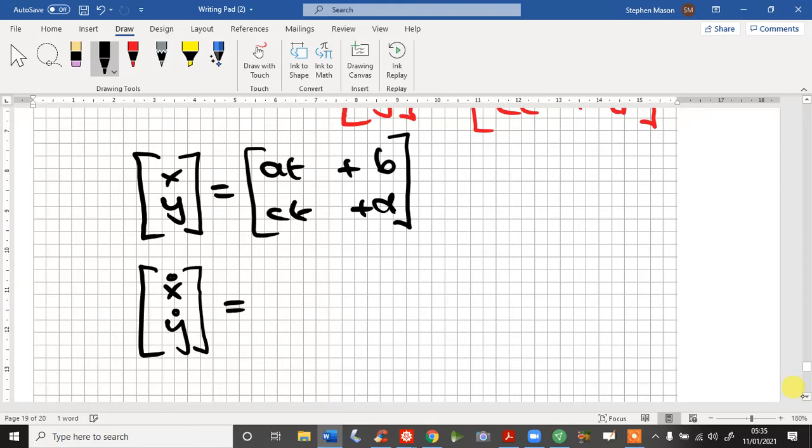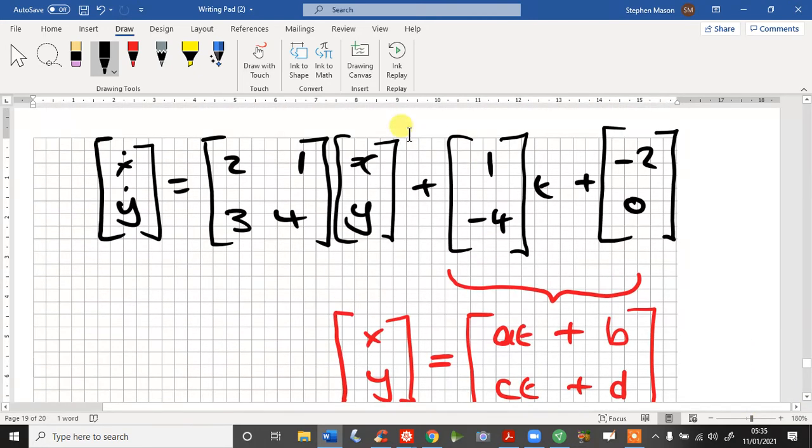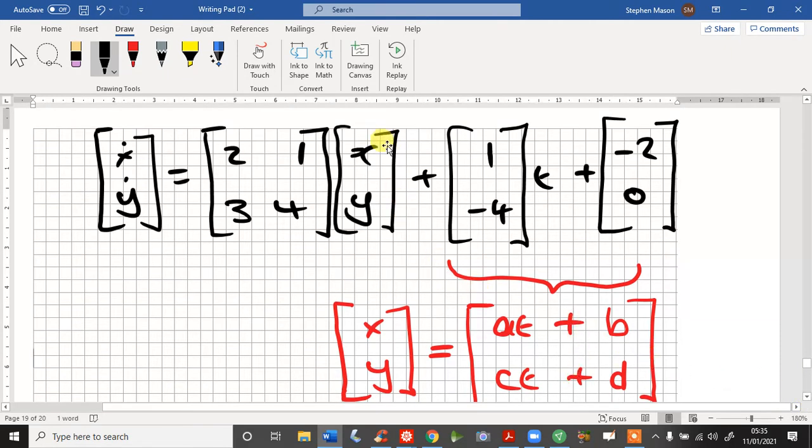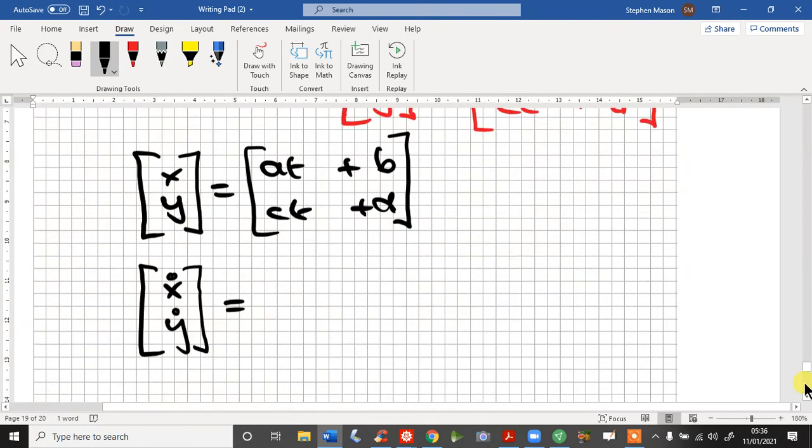we substitute the derivative of this, which we'll find in a moment, back into the left-hand side of this equation, along with this matrix here back into the vector x, y there, and then solve a system of simple equations to find a, b, c, and d.